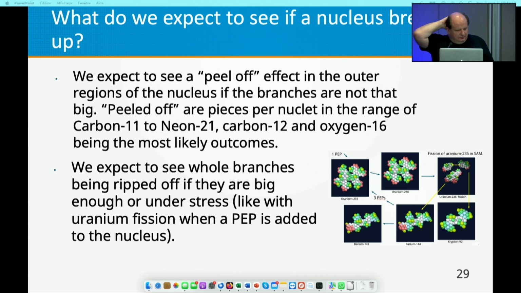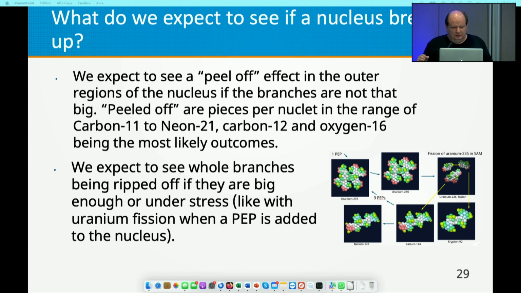If we have heavier elements with big branches, then what we see is that basically branches are ripped off at those Sollbruchstellen. And this is very similar to what we already showed before, so I just have a small picture in here that is basically uranium fission triggered by a PEP or a neutron coming in, making the whole thing unstable, and then the branches break off.